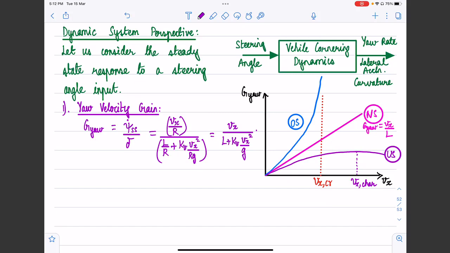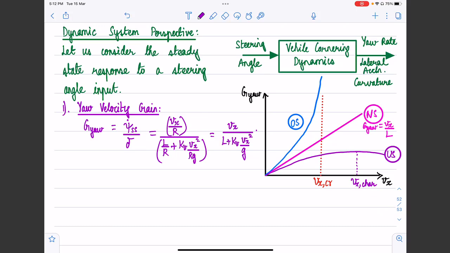All right. So this is the characteristic of the yaw velocity gain. I think I should be a bit careful here, but anyway. So this is the variation of the yaw velocity gain. I'm sorry, what is it?